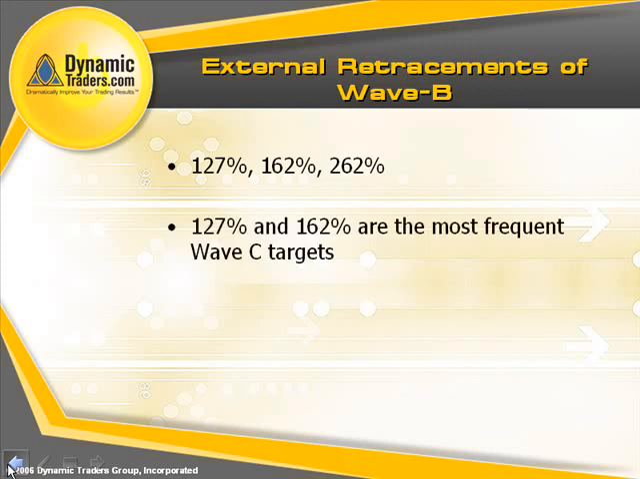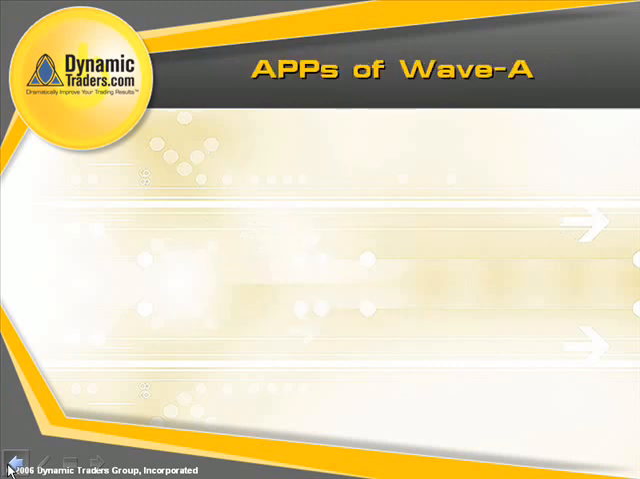127% and 162% are the most frequent wave C targets, and then 262% is an extreme target. We don't see that as often, but we do see that sometimes. So now we've done internal retracements, external retracements. The next thing we need to do is alternate price projections of wave A. Now those ratios are 61.8%, 100%, and 162%.